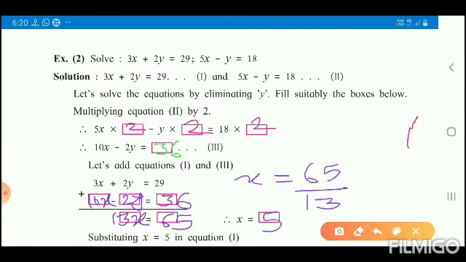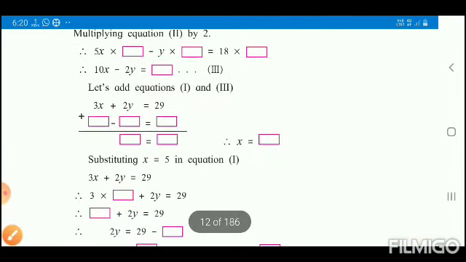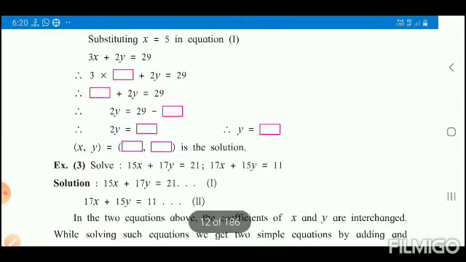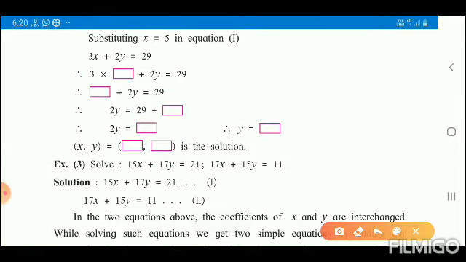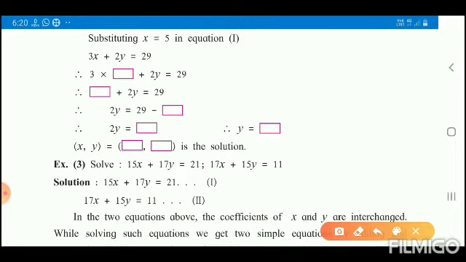Okay, do you understand this? Now next we found the value of x, that is 5. We will put this value in equation number 1. So 3 multiplied by the value of x, which is 5. So 3 multiplied by 5 plus 2y is equal to 29. 3 fives are 15. So 15 plus 2y is equal to 29.